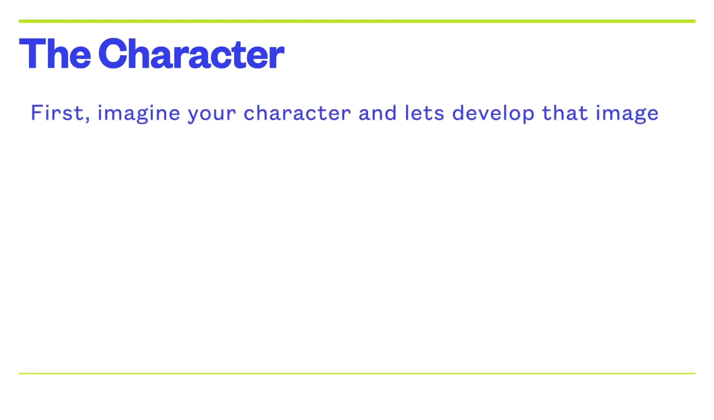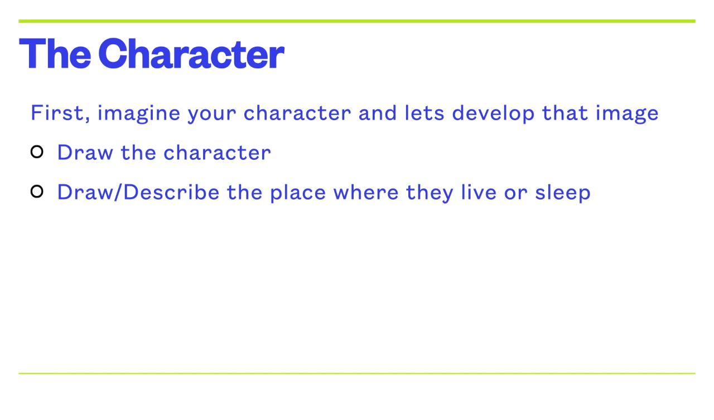But I'm going to give you a few examples so then you can start to write like an advanced writer as well. So first, I want you to imagine your character, and then we're going to develop that image. So whatever character you want, maybe the character is you, maybe the character is a dog, any old character. So just think of one character. You're going to draw that character. And then you're going to draw or describe the place that they sleep.